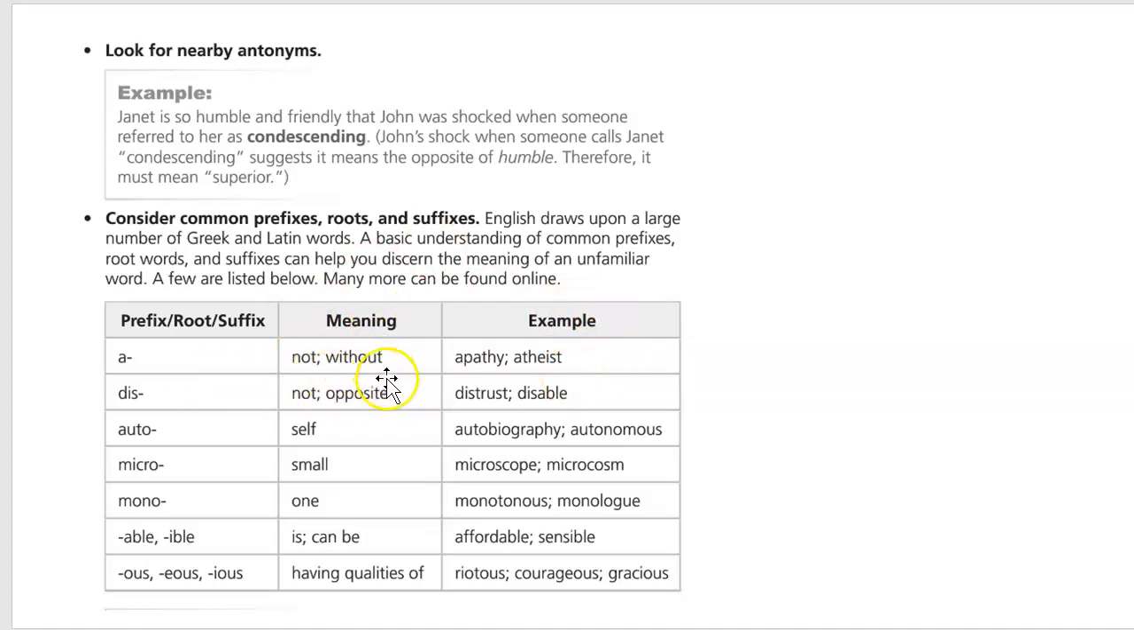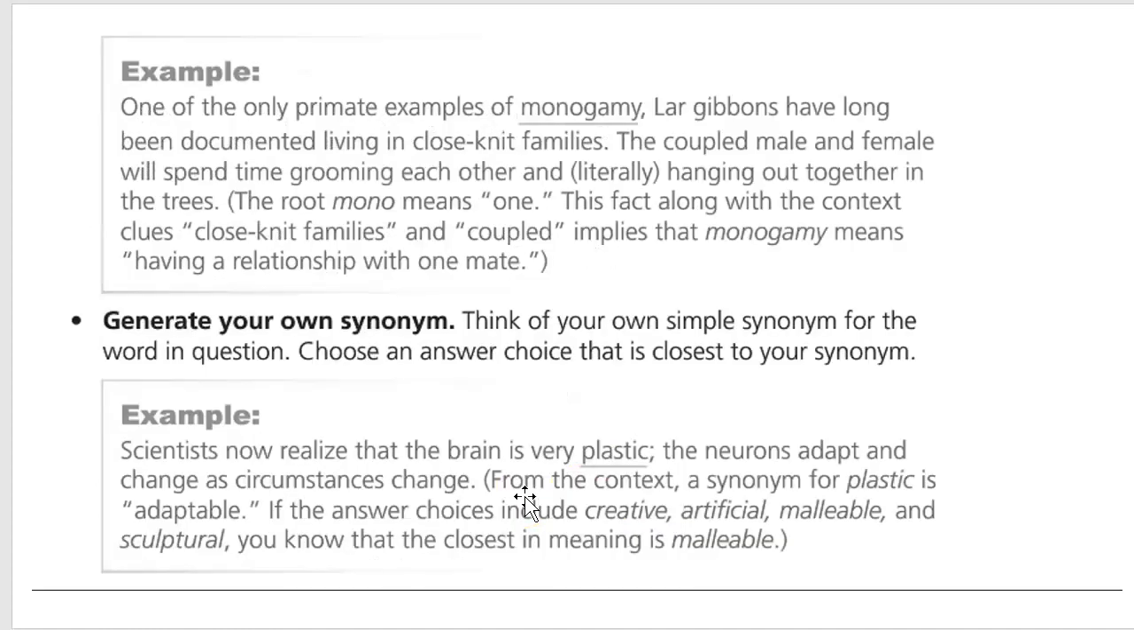The prefix "dis" means not or opposite, so if we have distrust, it's going to be the opposite of trust. Some of the other root words or Latin words that we can rely on are auto, meaning self, and micro, small. Mono means one, so monotonous, monologue. A monologue is a speech given by one person. So let's take a look at some of the examples.